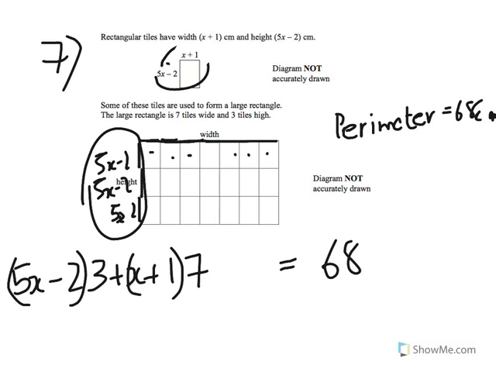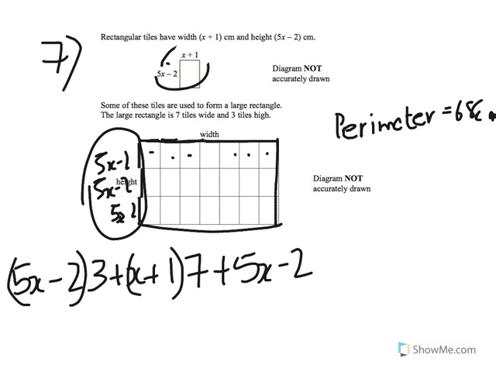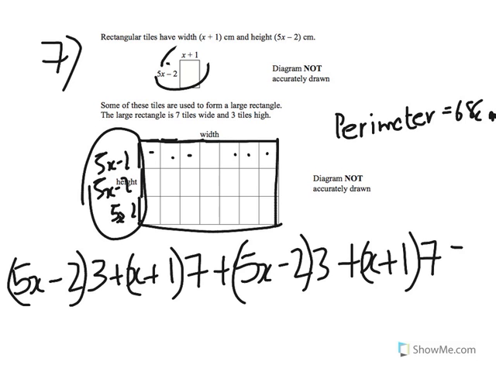So to find the perimeter, it's just adding all of the sides of a rectangle. So then you have to add this height again, and you have to add this width again. So you can just do (5x - 2) times 3 plus (x + 1) times 7, and that should be equal to the total perimeter, which is 68.